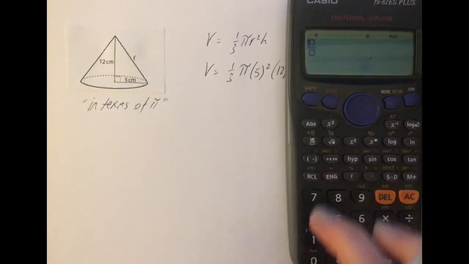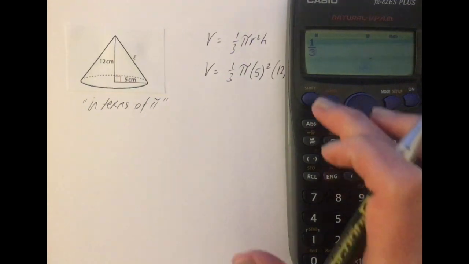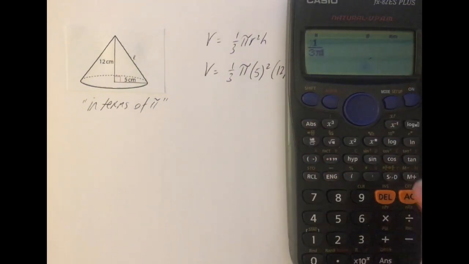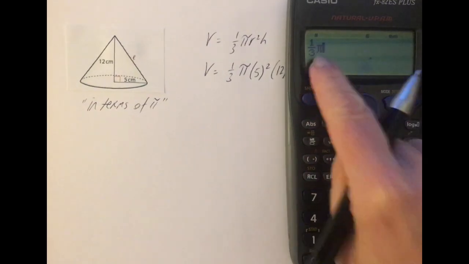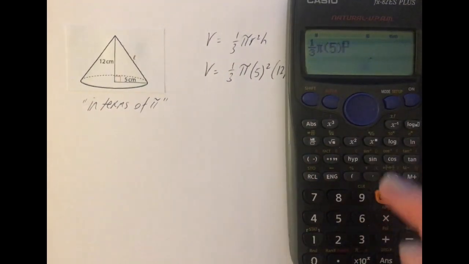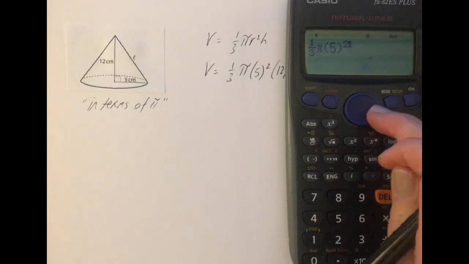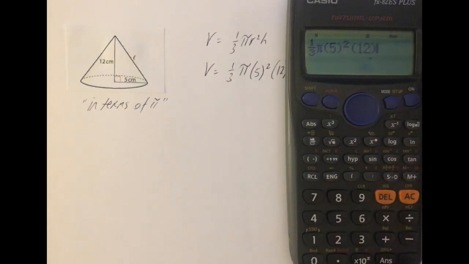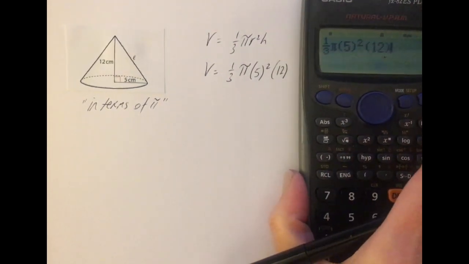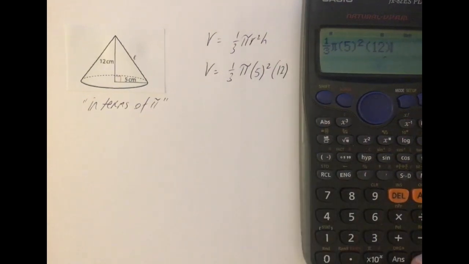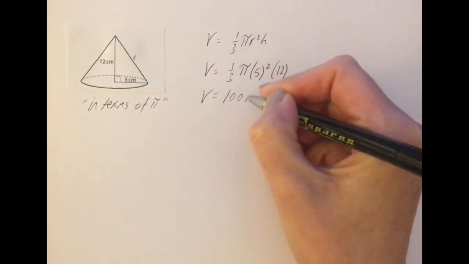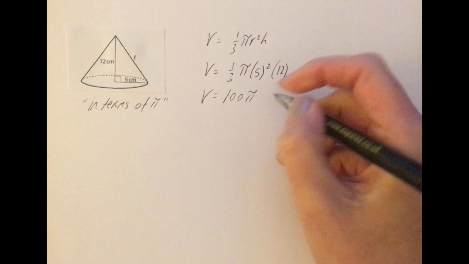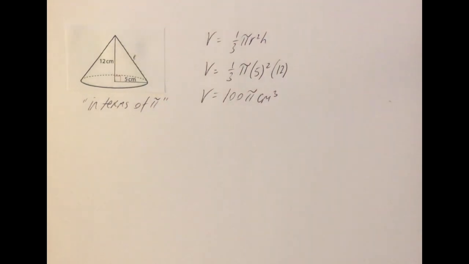we'll do that, so 1/3, and then shift pi. Oops, it's gone down below. Let me come up here and then do that again. Pi, now I have it in the right place. Bracket 5, close the brackets, squared, and then bracket 12. Okay, so now I have it written exactly as my working out, and press equals. And the answer is 100 pi, and that's the way I want it because I want the answer in terms of pi, but of course it's volume, so it is centimeters cubed.